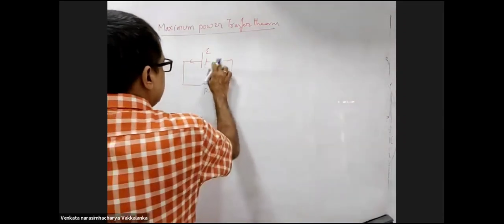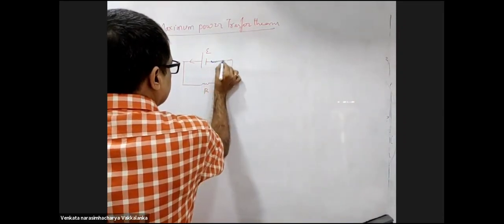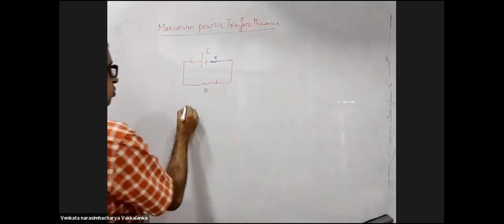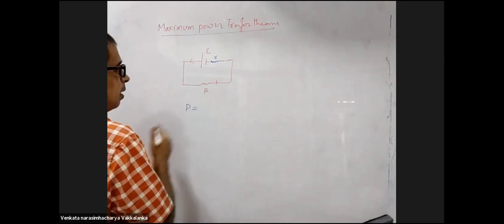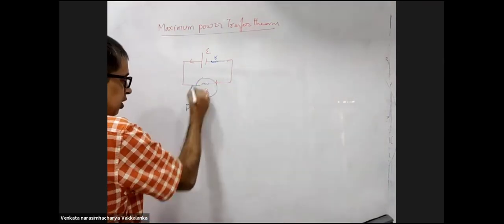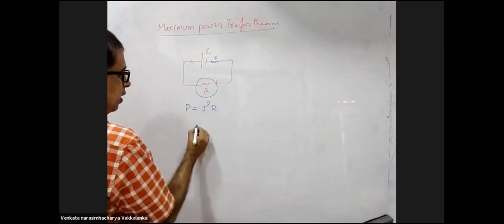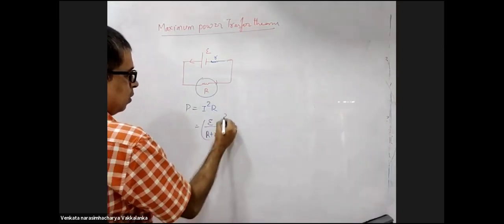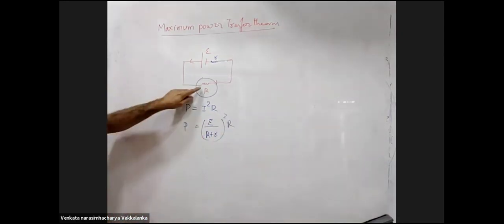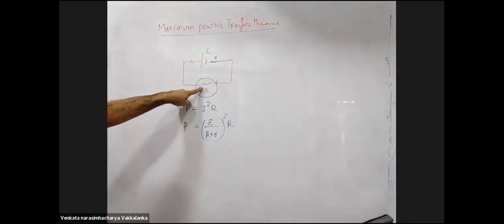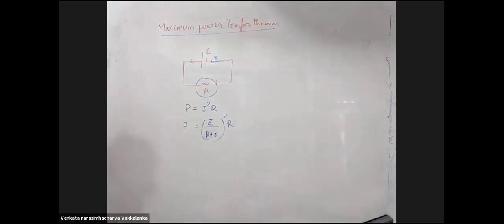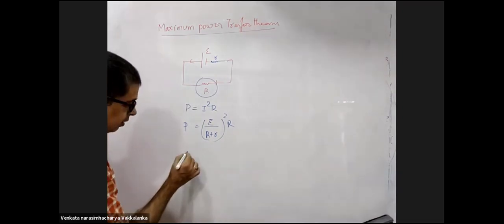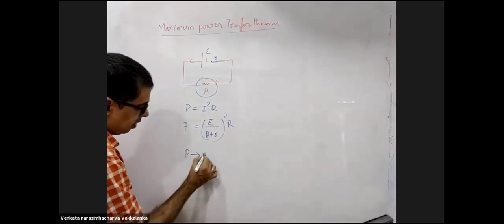You have an internal resistance of small r. Power dissipated through the resistance will be I square R. I will be E divided by R plus r, whole square, into R. Power dissipated through this should be I square R. Do you agree with that? Yes, sir. I want the power to be maximum.